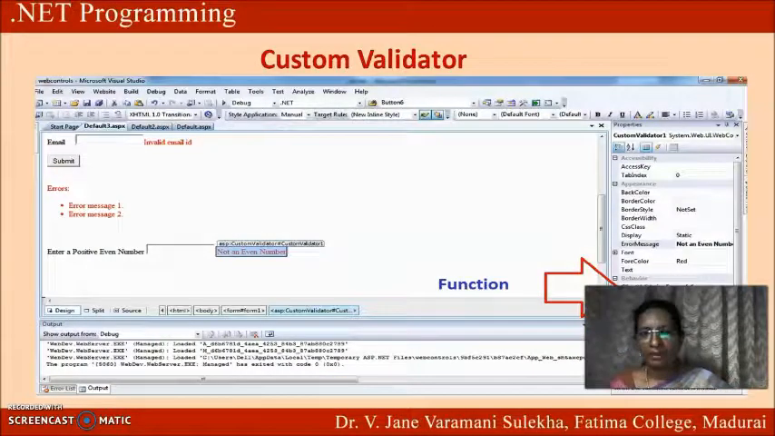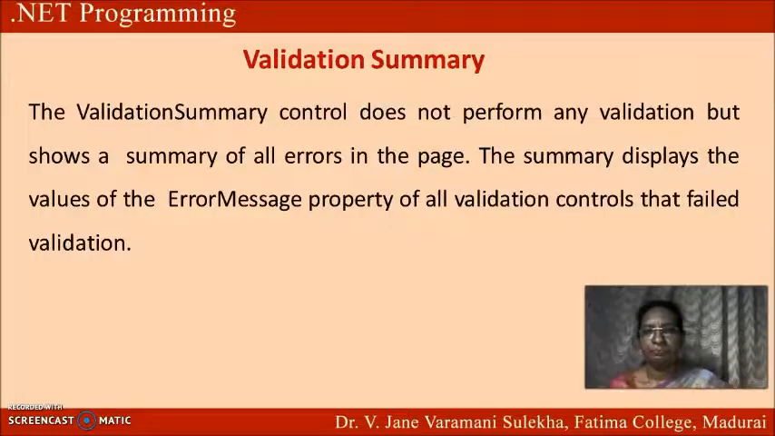In the Visual Studio panel, you have to give the function name in the properties client validation function. So when you write a function for checking even number or odd number, you can include that particular function here and you can use it for custom validation also. The last one is validation summary. The validation summary control does not perform any validation but shows a summary of all errors in the page. The summary displays the values of the error message property of all validation control that failed validation.